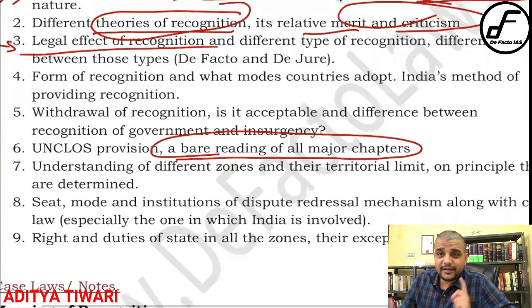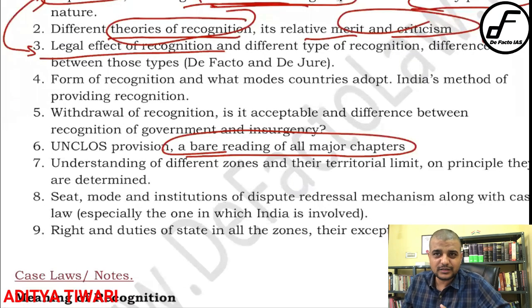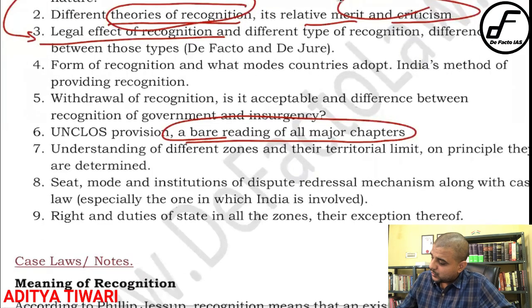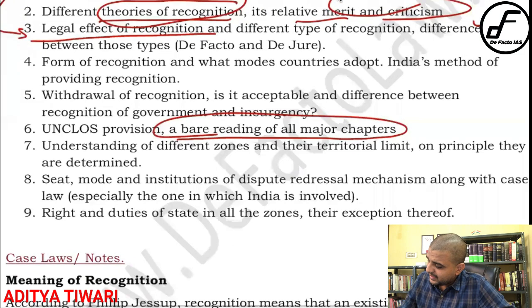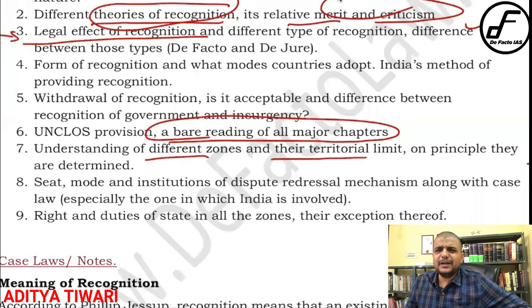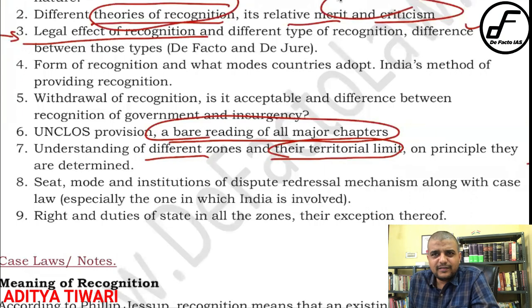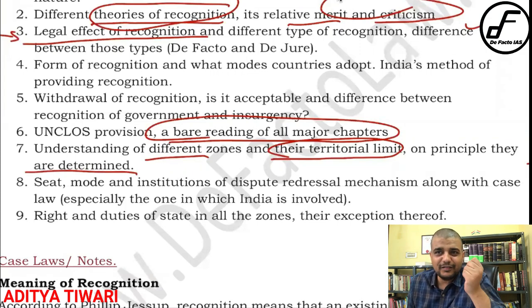Very important: do not read it from a book. Have a bare reading from the UNCLOS itself. Then go through different zones and their territorial limits. There have been multiple questions on territorial limits, especially with respect to the continental shelf, right? The Anglo-Norwegian Fisheries case is a very important case. Then the principles on which they are determined: whether customary law will be followed or treaty law, whether the equidistance principle will be followed or the historical perspective. So each and every theory or process through which the territorial limit is determined.